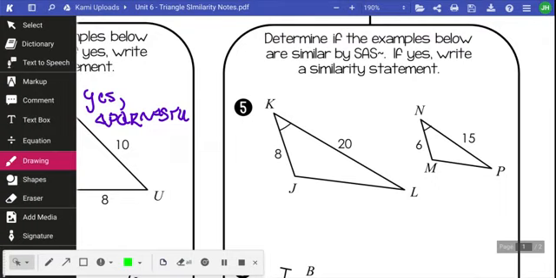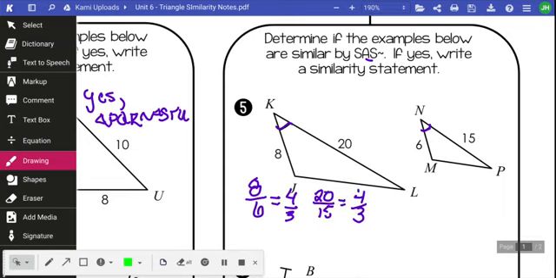So we have the congruent angles. That's really important. That checks off the box of the angle in the middle. And then we need to do our ratio. So I will do the smaller side of the big triangle and reduce that. And I will do the larger side of the big over the larger side of the small and reduce that.